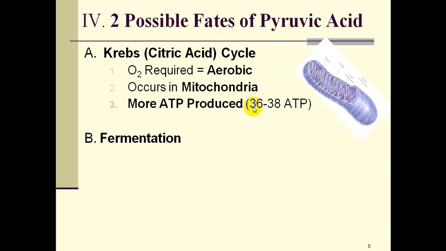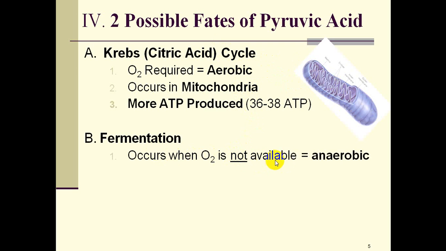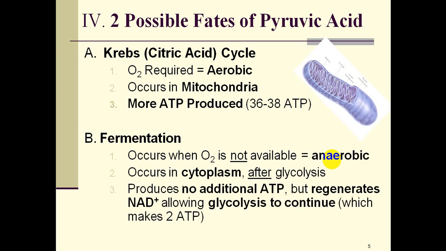Fermentation is the other route. If there is no oxygen available, in other words, an anaerobic situation, then we would go into fermentation. Now this again happens in the cytoplasm right after glycolysis, so there would be no mitochondrion involved at all. And if you're a bacterium, you don't even have a mitochondrion, so nothing to worry about.